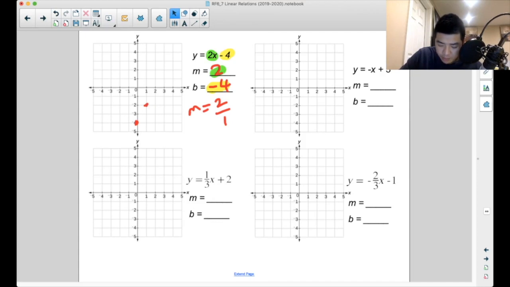And I'll continue to do so until I've got a nice line going. And I'm going to go ahead and connect those points here with a straight line. All right, so that's example number 1.